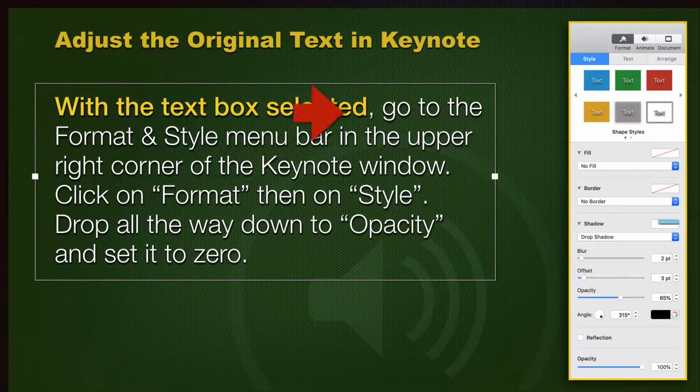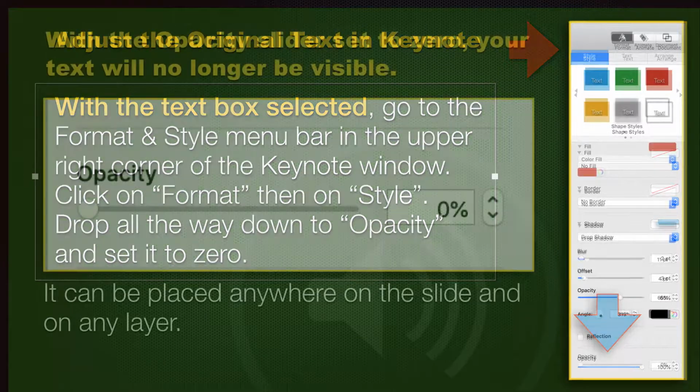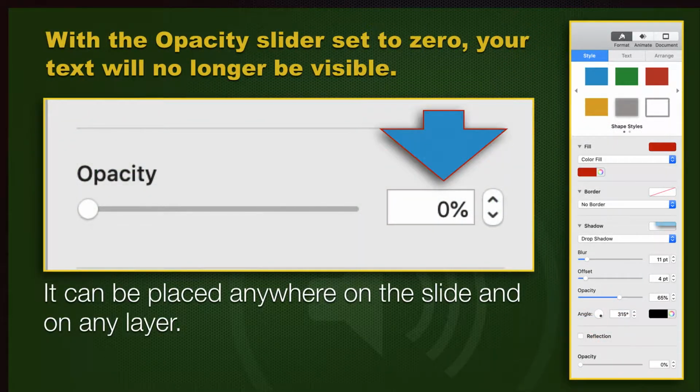With the text box selected, go to the Format and Style menu bar in the upper right corner of the Keynote window. Click on Format, then on Style. Drop all the way down to Opacity and set it to 0. With the opacity slider set to 0, your text will no longer be visible. It can be placed anywhere on the slide and on any layer.